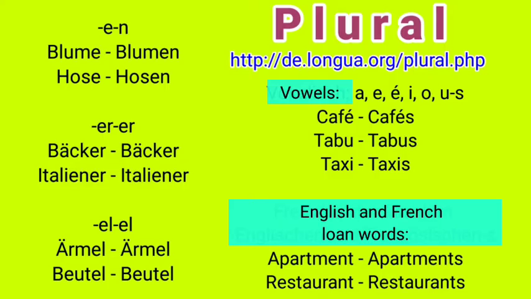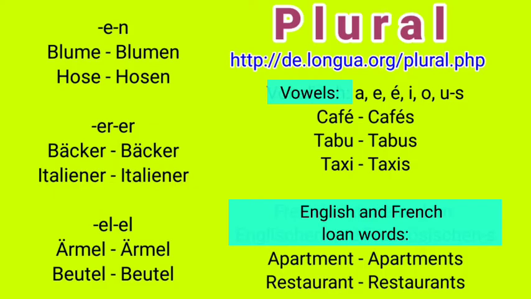If nouns end in ER as well as EL, there's no change. For example, Bäcker, Bäcker, Italiener, Italiener. Or Ärmel, Ärmel, Beutel, Beutel.